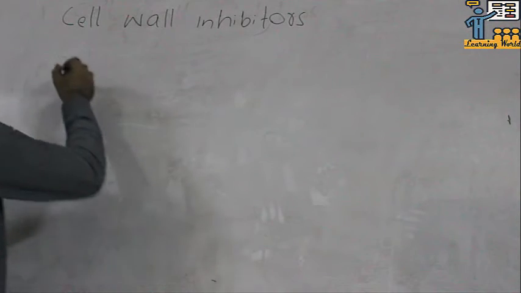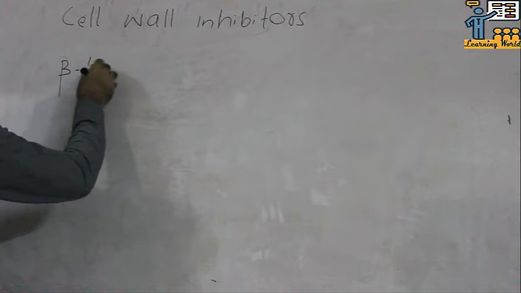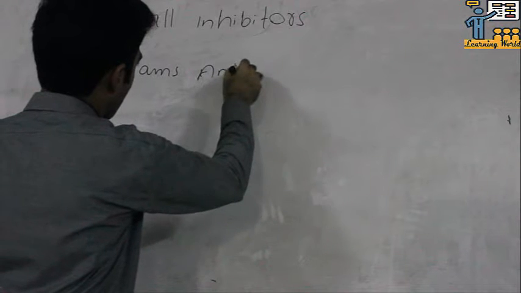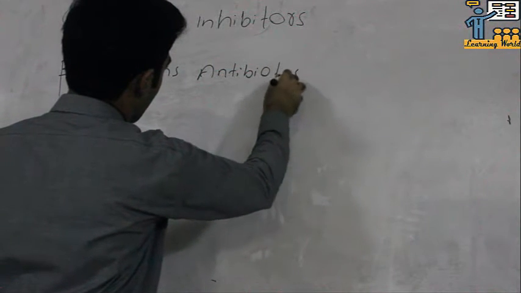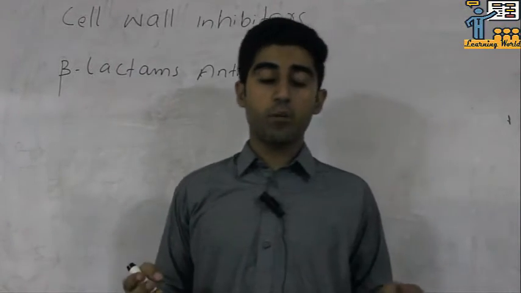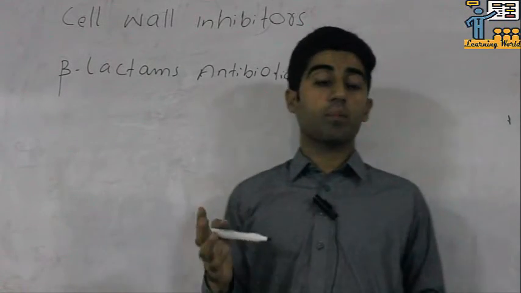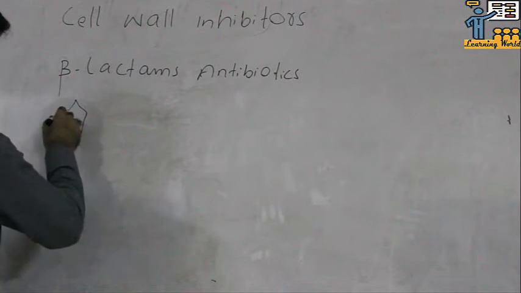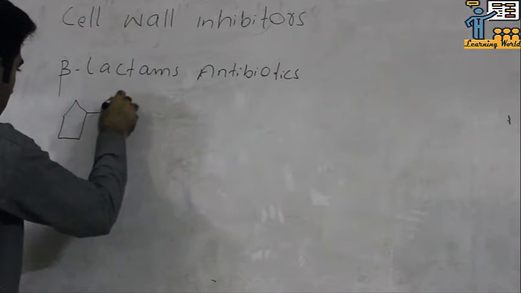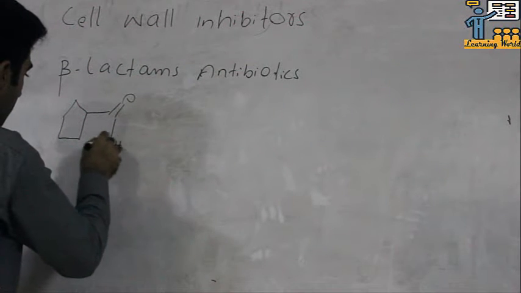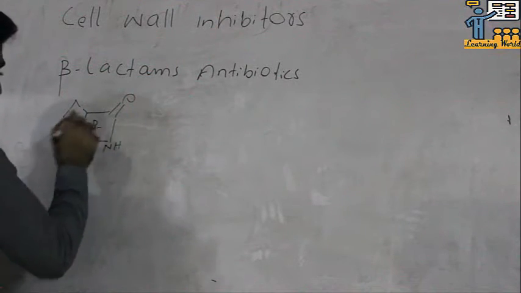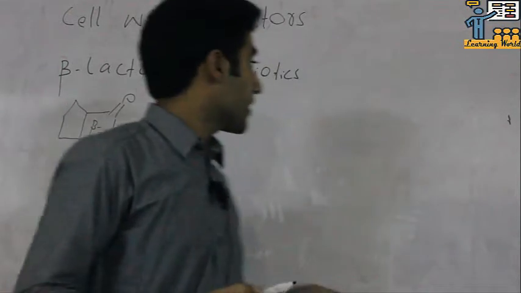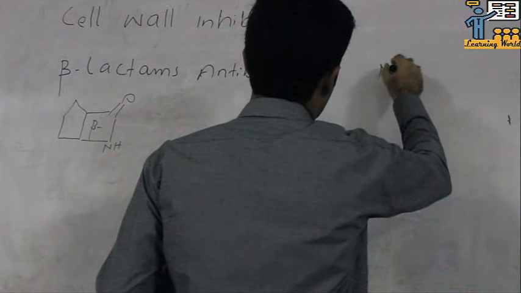The beta-lactam antibiotic. Beta-lactam antibiotics are those antibiotics in which the beta-lactam ring is present in their structure. This is the beta-lactam ring. This beta-lactam ring will be present in the beta-lactam antibiotic. On the other hand, the non-beta-lactam antibiotic.